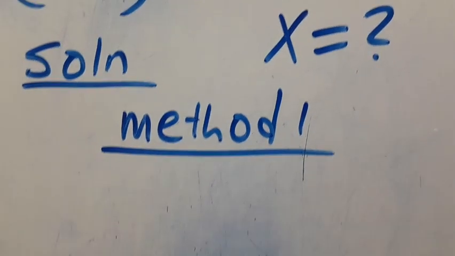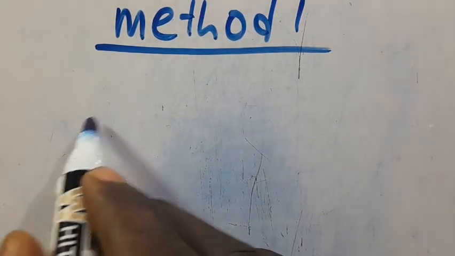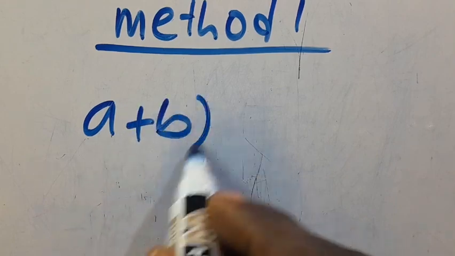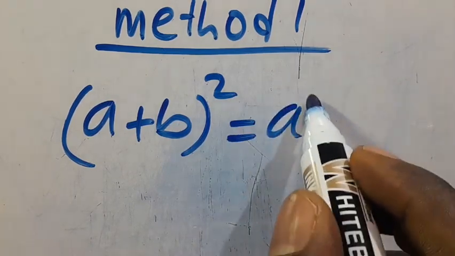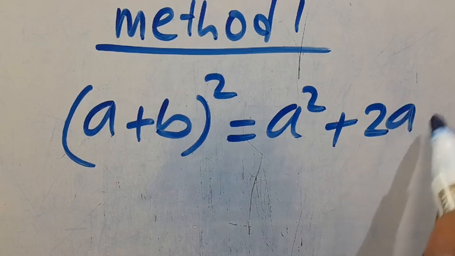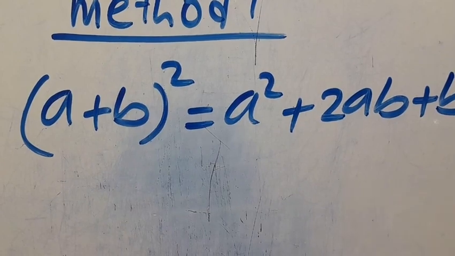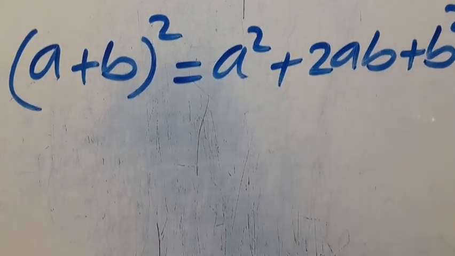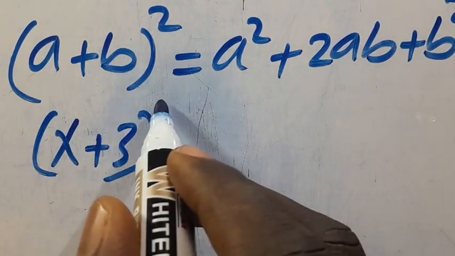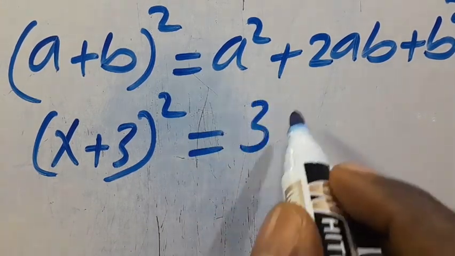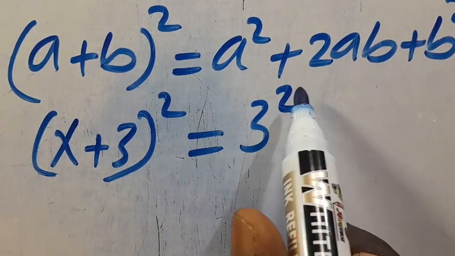From the first method, let's apply the expansion where (a + b)^2 equals a squared plus 2ab plus b squared. So when you apply this, remember we have (x + 3)^2 equals 3 to the power of 2. So therefore, we apply this one to this.